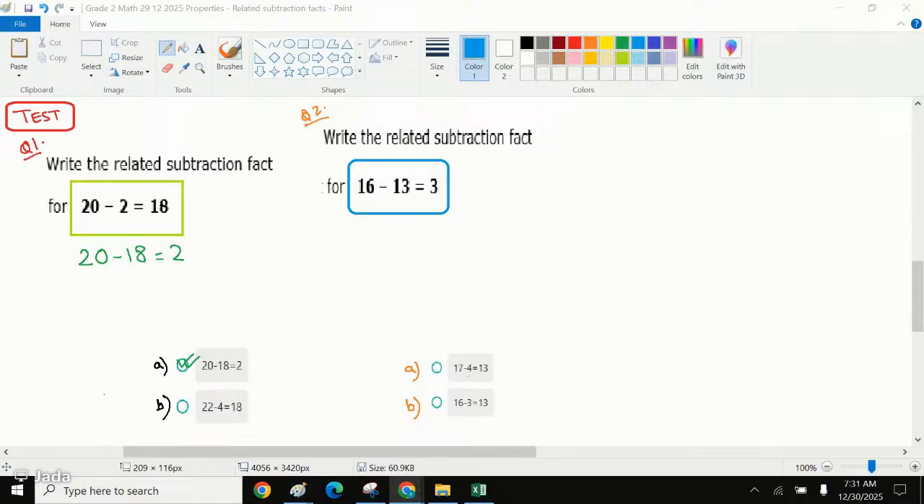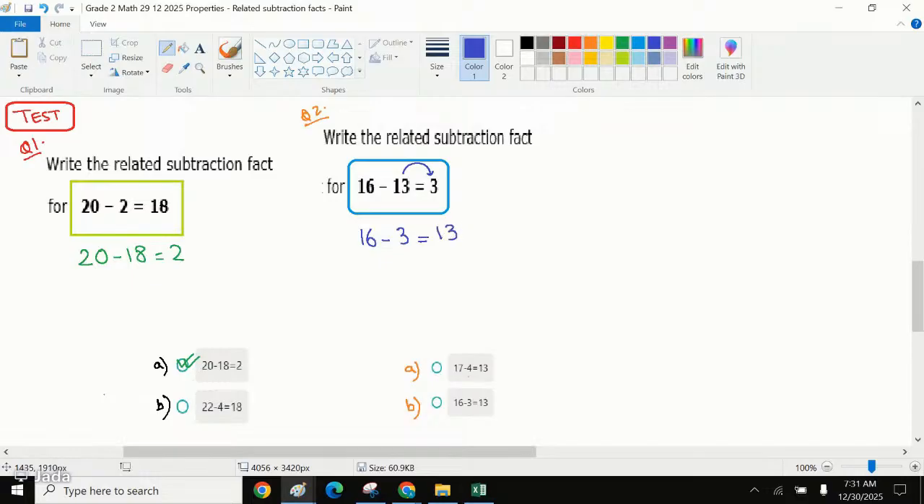Yes. Thank you, Aiken. And thank you, Scarlett. That's the correct answer. For the next question, we have 16 minus 3 is equal to 13. So what would be the related subtraction fact for this? We simply need to swap the numbers. And swapping would be done between these two numbers, right? Yes, thank you, Aiken. 16 minus 3 is 13. Which option should be the correct one?